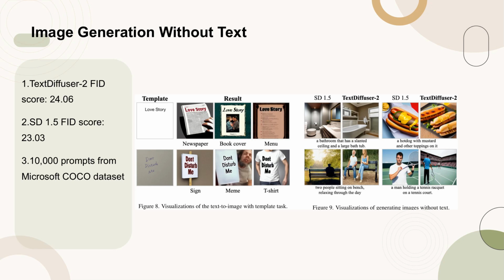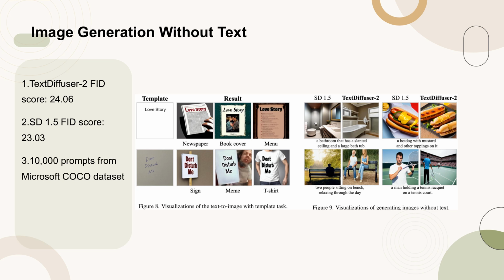Figure 9 presents visualizations of images generated without text using TextDiffuser-2. This experiment was conducted by omitting text guidance and generating images from 10,000 randomly selected prompts from the Microsoft COCO dataset. The results were compared with those generated by SD 1.5. Despite being fine-tuned on domain-specific data, TextDiffuser-2 maintains its generative capabilities in the original domain. The FID score for TextDiffuser-2 was 24.06, compared to 23.03 for SD 1.5, indicating a slight increase but overall minimal difference in quality.